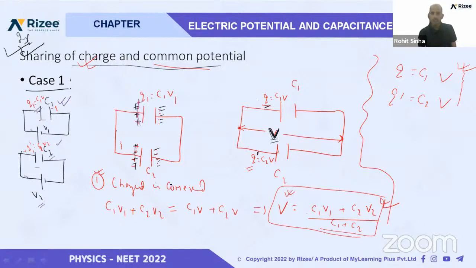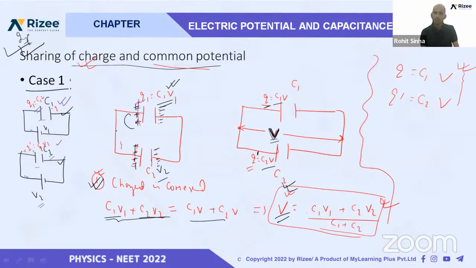Now what we do, we use the fact that charge is conserved. Initial charges are C1V1 here and C2V2 here. We add up both the charges on the LHS. Before joining they were charged this much. After joining, the charges got distributed among themselves, and the final charge will be C1V on this capacitor and C2V on the other. We add them up and find the common potential they will attain.